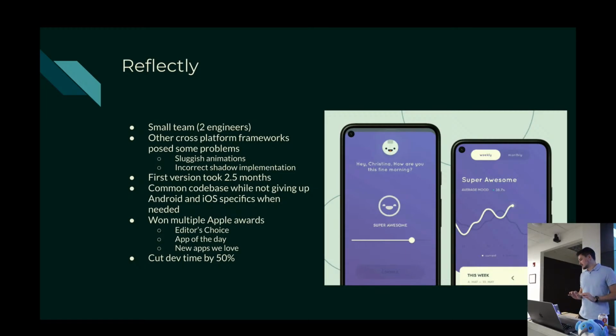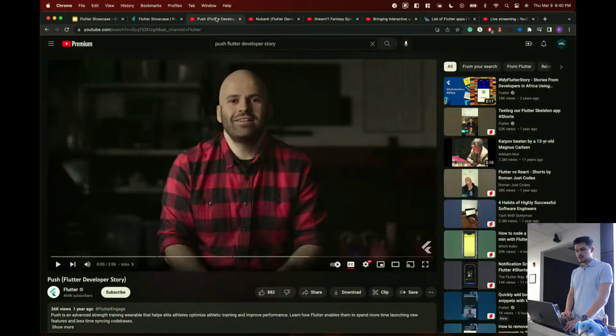I also picked this app because it had a lot of success winning awards from Apple, which I thought was very notable since this was not built as a native iOS app. So far, it's won Editor's Choice, App of the Day, and New Apps We Love. So it's a very award-winning app, which is great to see a Flutter app winning stuff like that. And also, overall, it says they cut dev time by about 50%, which is huge. So let's hop over to our next example, which is Push.